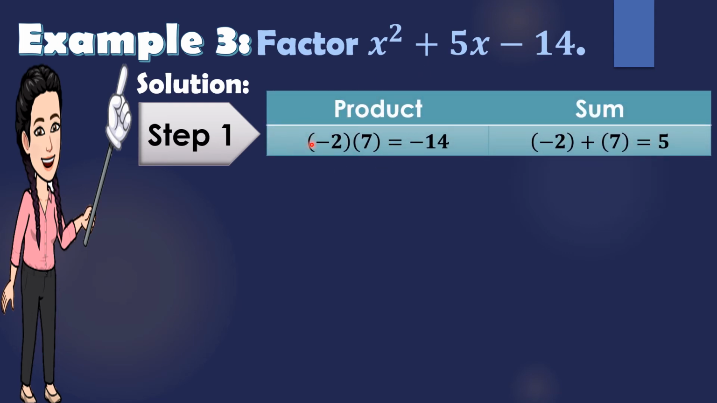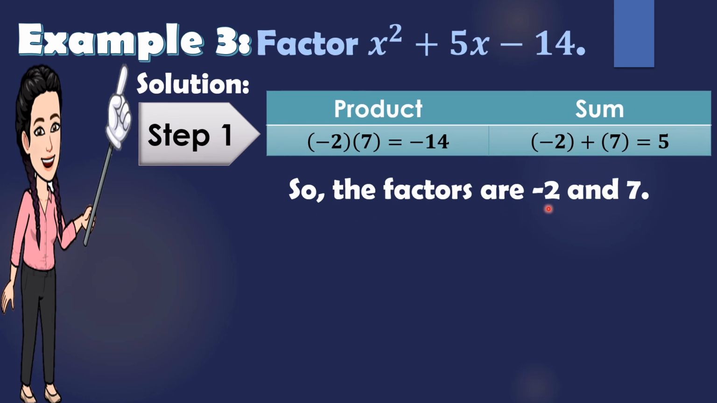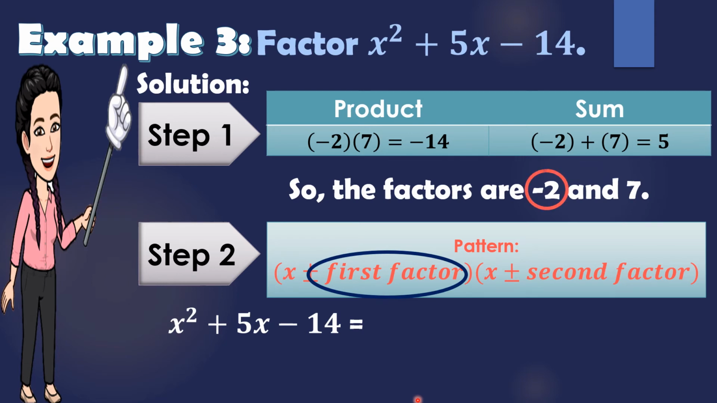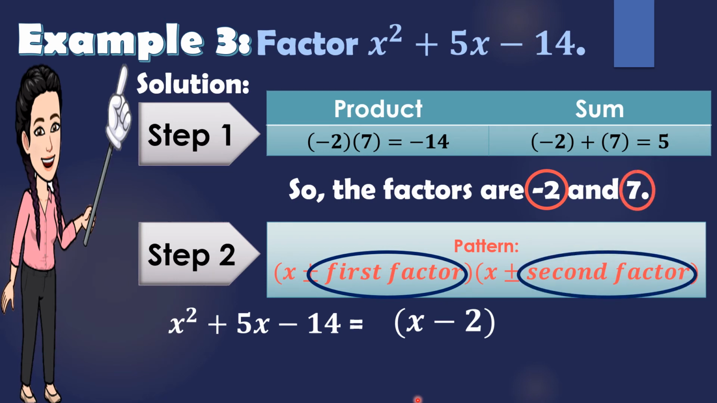Okay, so for the product, we have negative 2 and 7. Negative 2 times 7 is equal to negative 14, and negative 2 plus 7 is equal to 5. So the factors are negative 2 and 7. For this step 2, apply na natin ang pattern. So the first term is negative 2. That will give us x minus 2. And the second factor is positive 7. Kaya naman ang magiging kapartner na factor ng x minus 2 ay x plus 7.